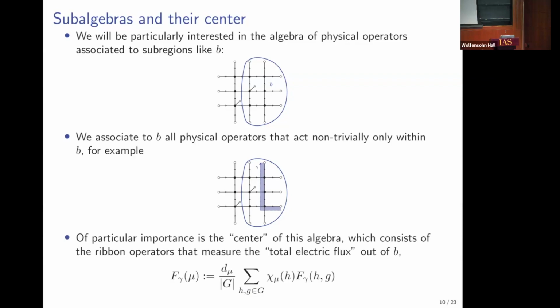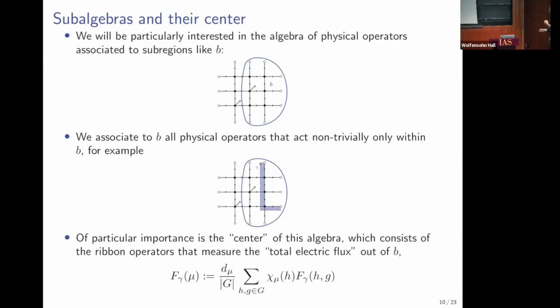Of particular importance is the center of this algebra. So this is really the part of the subalgebra that I want to keep track of, and it's spanned by operators of this form. You don't really need to remember the exact form of it. I'm going to show it here and explain it for completeness. It essentially measures the total electric flux out of B. And so it's taking these ribbons, these F gammas that I indicated before, and then doing a particular sum against this chi, the character.